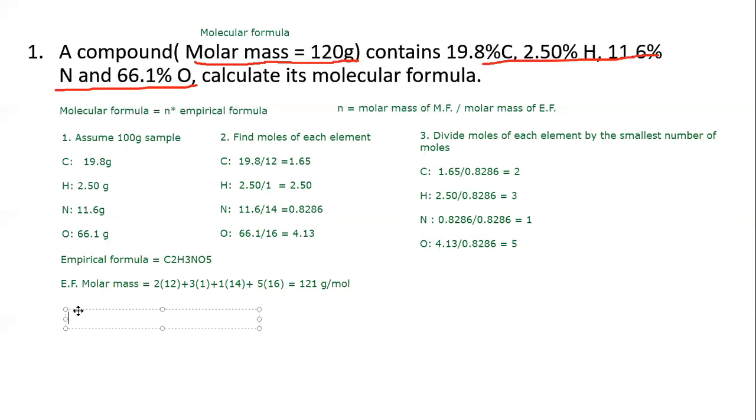So now we'll calculate n. So n is the ratio between the molar masses. So the molar mass of the molecular formula is 120. The molar mass of the empirical formula is 121. And it's approximately 1. So in this case, the empirical formula is the same as the molecular formula because your n is 1.